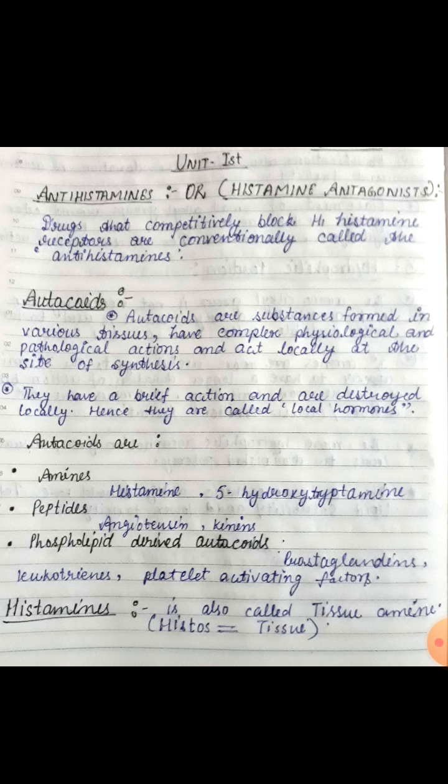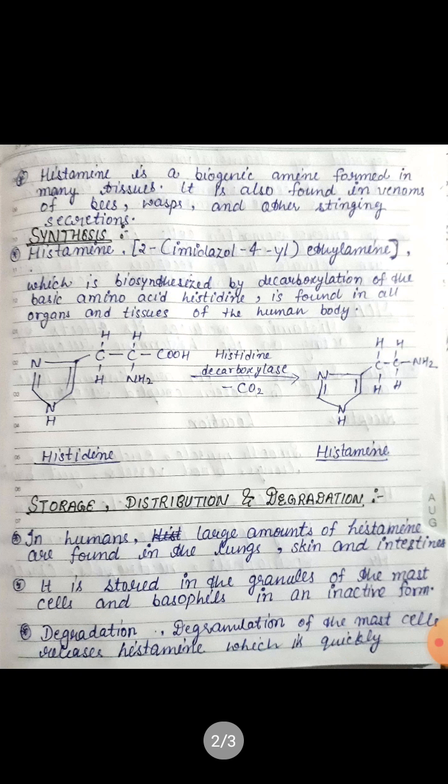Phospholipid derived autocoids contain the prostaglandins, leukotrienes, and platelet activating factors. Now come to the histamine. Histamine is also known as tissue amine, that means histos means tissue. Histamine is a biogenic amine which is formed in many tissues. It is also formed in venoms of bees, wasps, and other sting secretions.